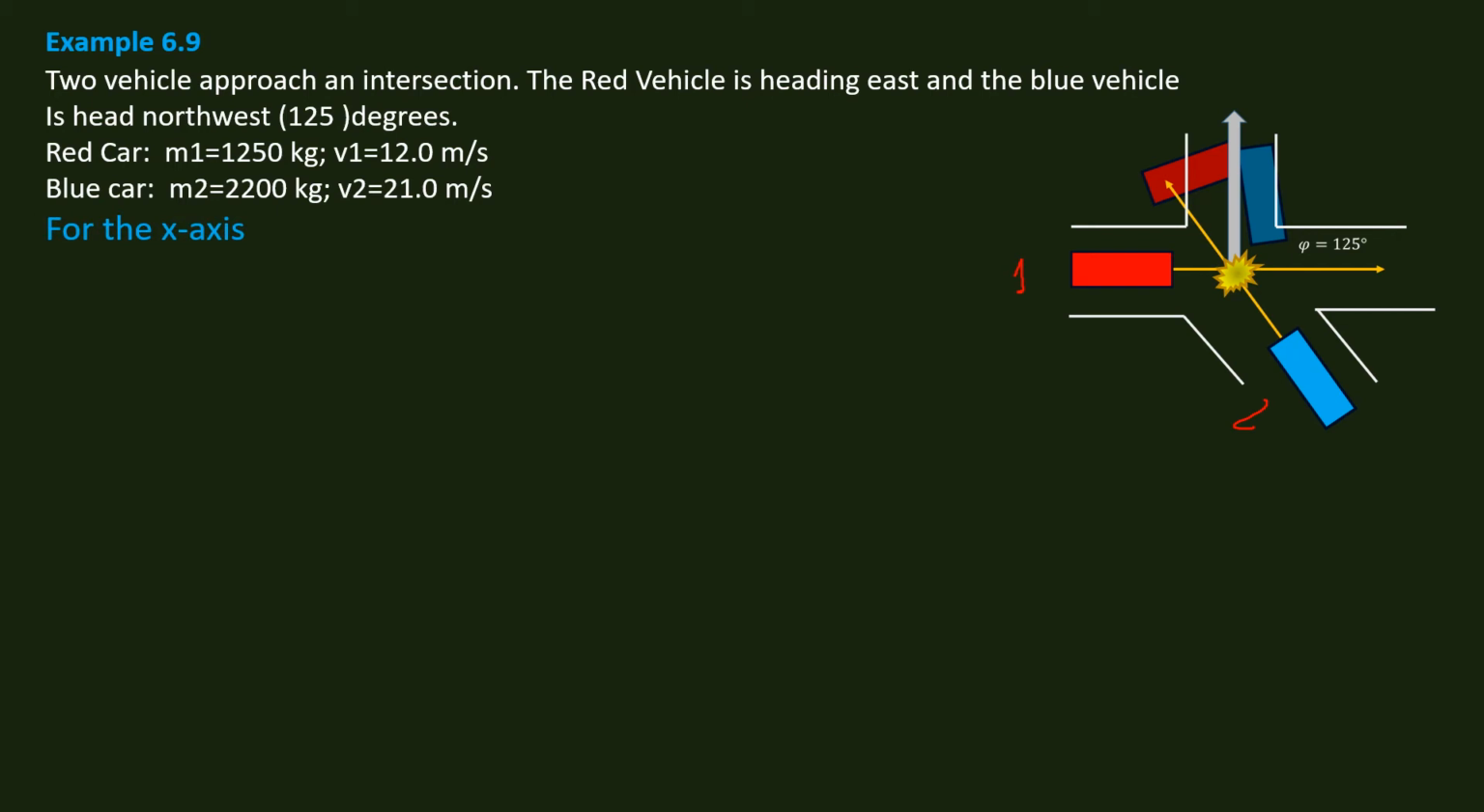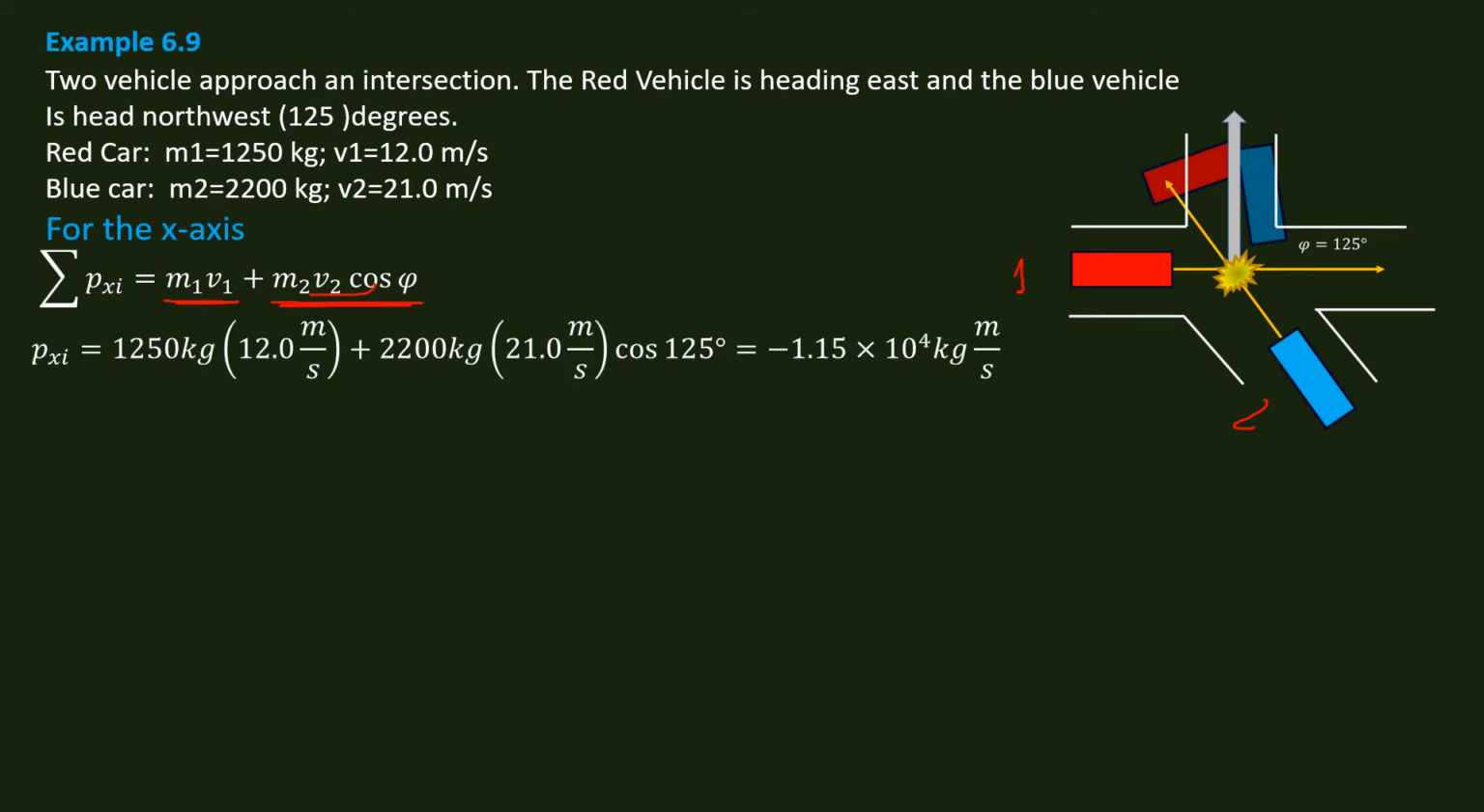Okay, so let's do the x-axis. The momentum will be equal to this. Now this part right here is from the red car itself, and this is the part that is from the blue car. It's going to add to this right here. So this is actually going to be a negative value, and it's going to take away from the momentum of this car right here. So let's plug everything in, and we get this value right here for the initial x.